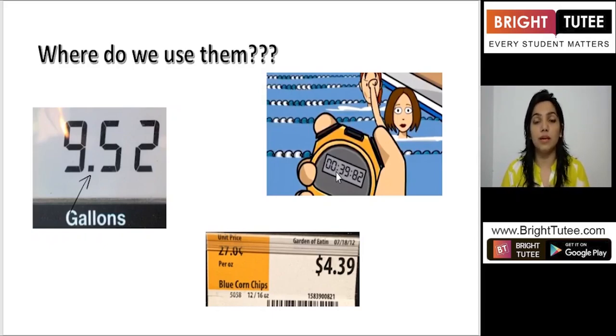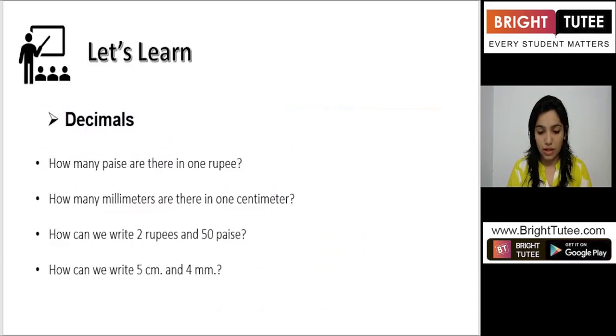Similarly, when you are dealing with money, the example given here is $4.39, right? So it's 4 in dollars and 39 cents. So this is how you see that decimals are there in your daily life around you, and you even deal with them knowingly or unknowingly, right? So now let us start our today's lesson of decimals.